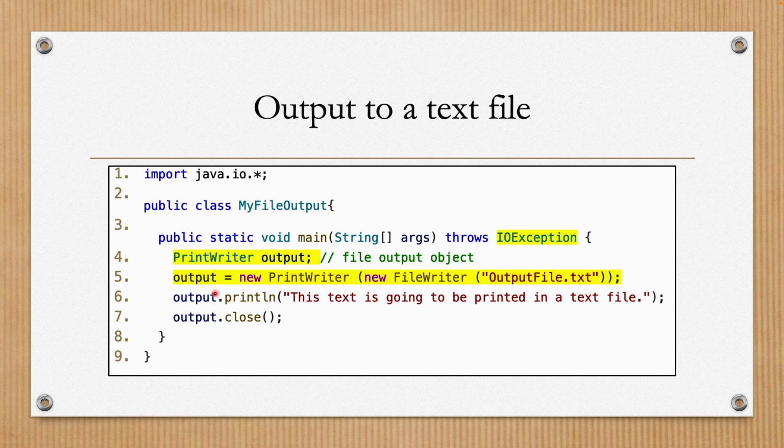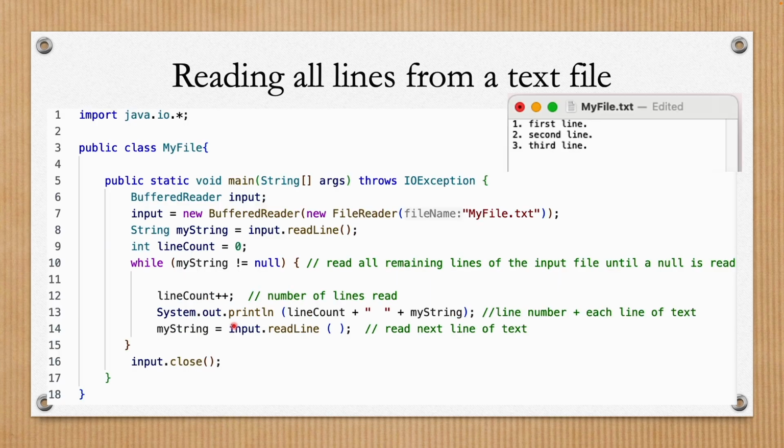Okay, so this will be a method that you call to print this text into the file that's called output file.txt. And then don't forget to close the output. Whenever you open an input or output stream, make sure that you always close it at the end.